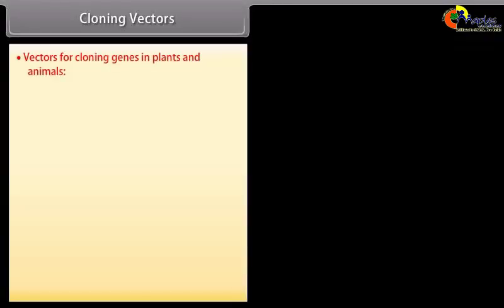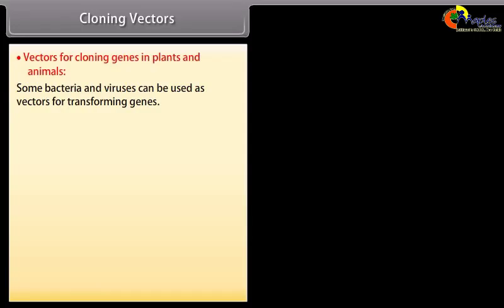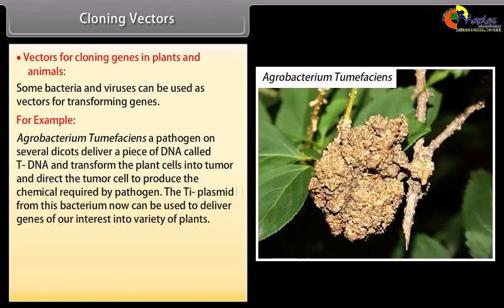Vectors for cloning genes in plants and animals. Some bacteria and viruses can be used as vectors for transferring genes. For example, Agrobacterium tumefaciens, a pathogen of several dicots, delivers a piece of DNA called T-DNA and transforms the plant cells into tumor cells and directs the tumor cells to produce the chemicals required by the pathogen. The Ti plasmid from this bacterium can now be used to deliver genes of our interest into a variety of plants.